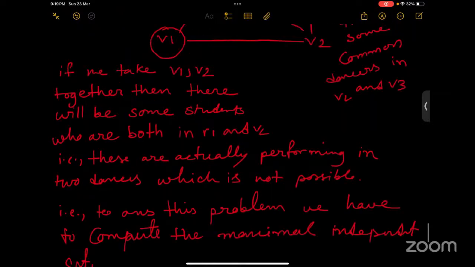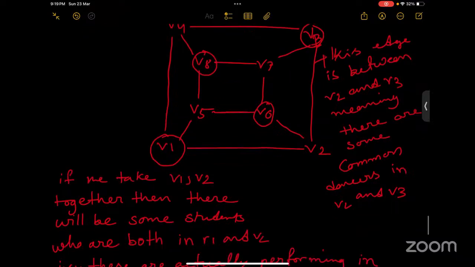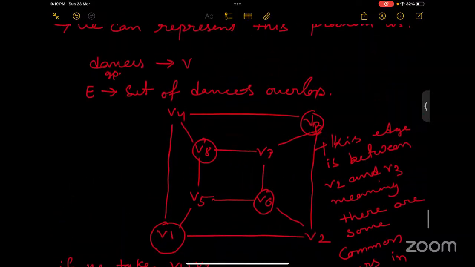So if I take the maximum independent set, we already computed it, right? We can take V1, then we can take V8. So we cannot take V7 then. So we can take V6 and V3. Suppose I take these 4, this is a maximal independent set, right? Correct. So this is a solution for this type of problem.